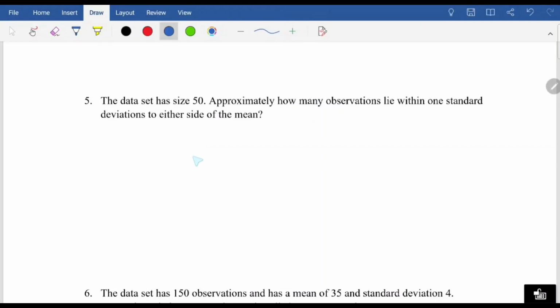Here's another problem similar to the one we just worked out, except this time with a different sample size, different data volume, and different standard deviation. So it says the data set has size 50. So n equals 50. Approximately how many observations lie within one standard deviation to either side of the mean? So within one standard deviation would be plus minus 1.